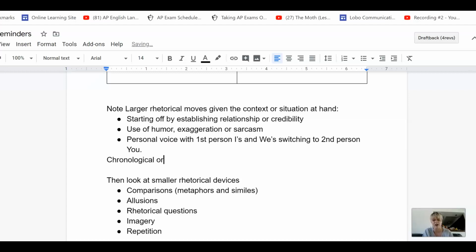You want to be thinking about what did they start off with? What did they do first? What did they do second? What did they do third? And so chronological order is really important for that. I would recommend organizing your analysis that way.